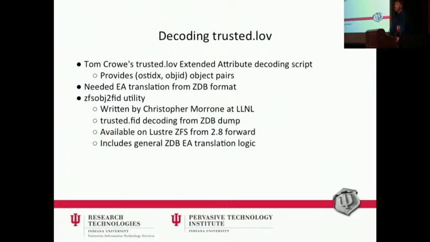As it turns out, Chris Marone, who's out there somewhere, had written this utility called zfs-objdfid. What this does is use ZDB, if you have a ZFS object, to turn that into a Lustre FID. And in order to do that, it had general ZDB EA decoding logic, right? So we then used that to move forward, and we were able to start decoding the trusted.lov from the ZDB dump and feed it into a script.